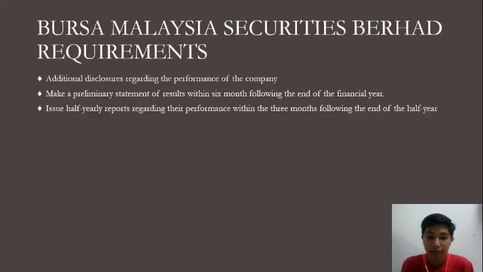Okay, next is the Bursa Malaysia Securities Berhad requirement. So what is the requirement? First, the company must make additional disclosure regarding the performance of the company. Second, make a preliminary statement of results within 6 months following the end of the financial year. And the last one is to issue half-yearly reports regarding their performance within the 3 months following the end of the half year. So I think that's all for me.